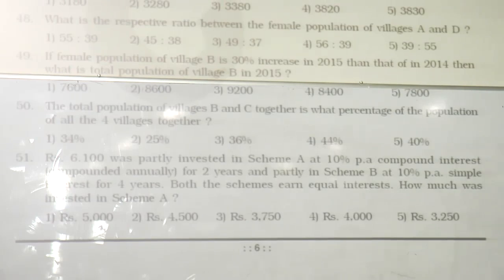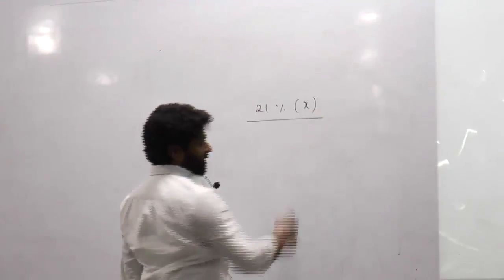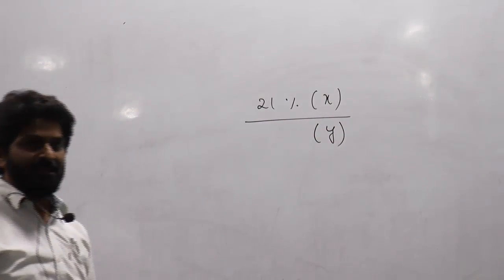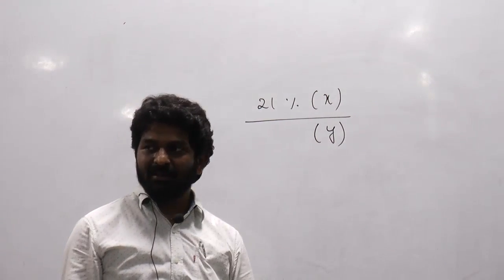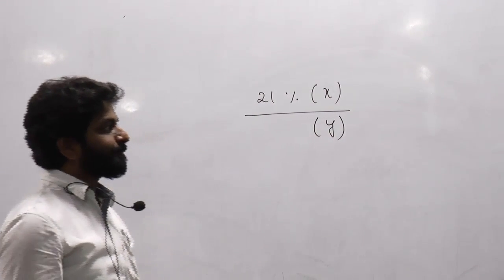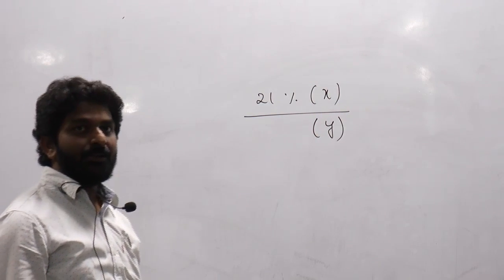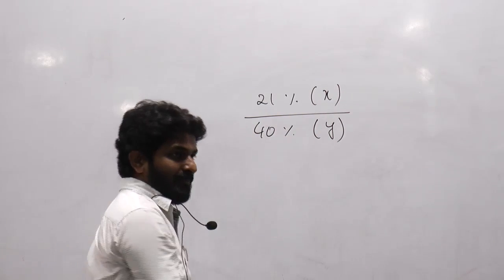It asked about investment in scheme A. Scheme A is given for 2 years at 10% per annum compound interest compounded annually, so you will get 21% interest. 21% interest on first part, let it be X. And my second part is Y. X plus Y is 6,100. And second part is also given for 10% but simple interest for 4 years. So 4 years you will get 40%.